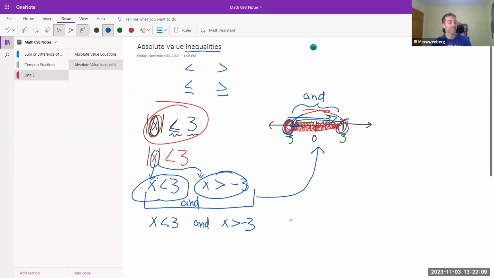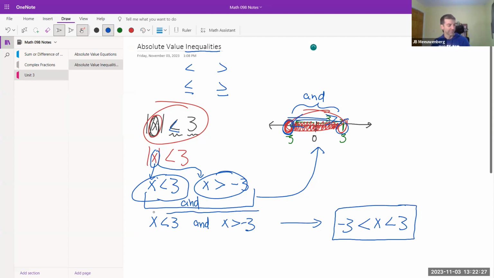We often combine them into a compound inequality that looks like this. X is less than 3, and x is greater than negative 3. Notice how I wrote this working backwards. So we can put it into one big statement if we want to. That's what this means if we want to condense it. X has to be less than 3, so these numbers going this way, but greater than negative 3 going that way. Okay?